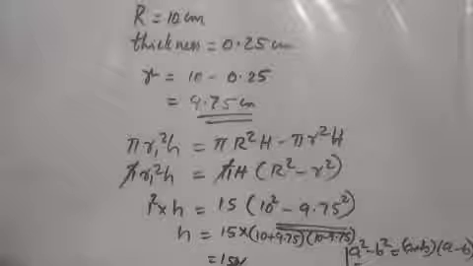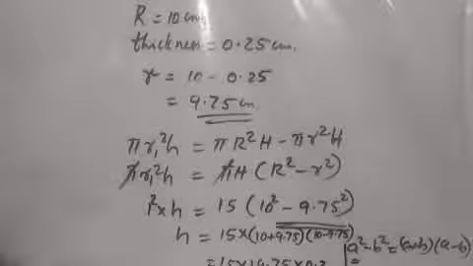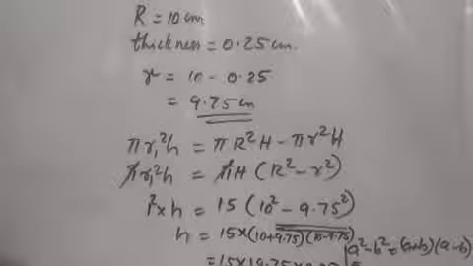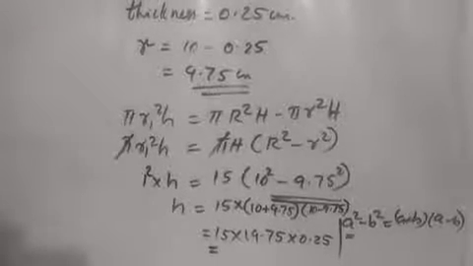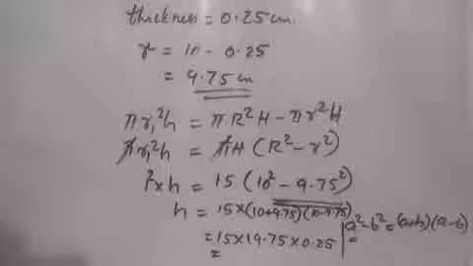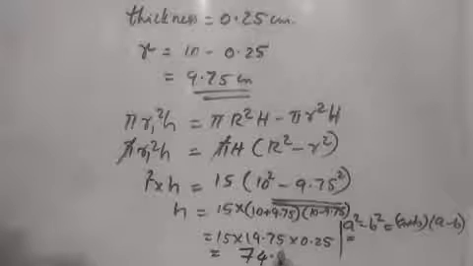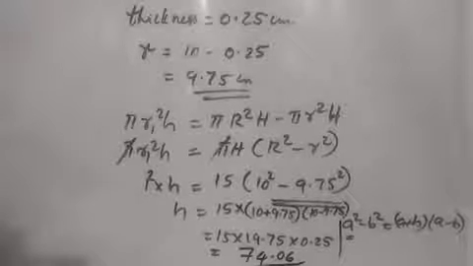That is 15 into 19.75 into 0.25. Multiply these three numbers to obtain the required height. That is equal to 74.06 centimeters.